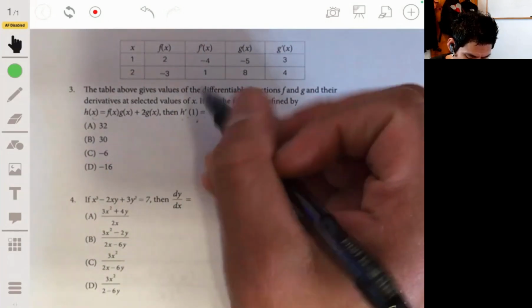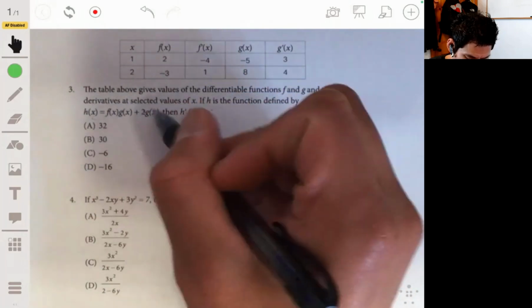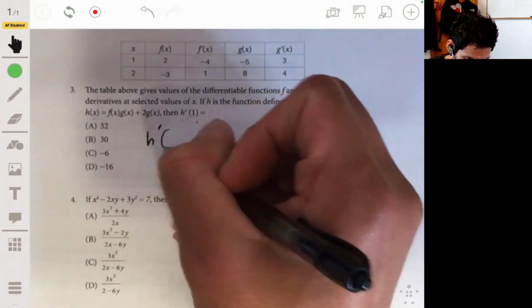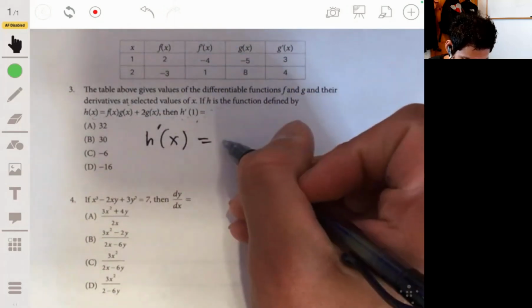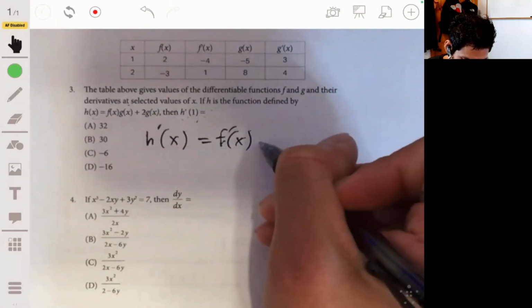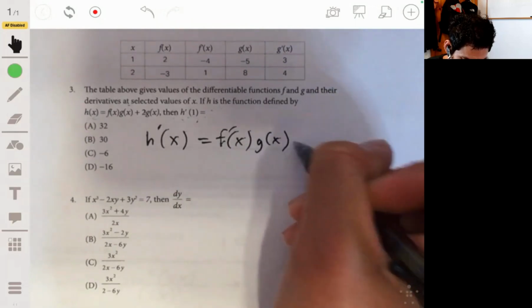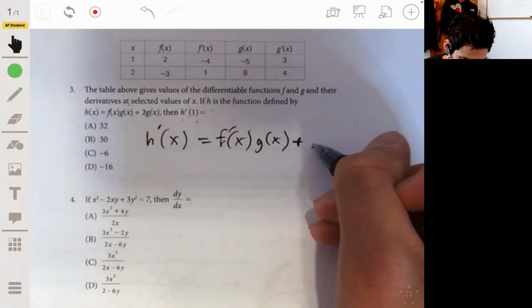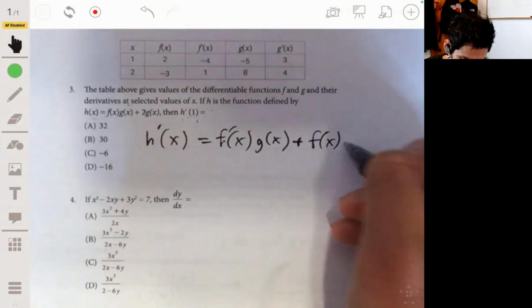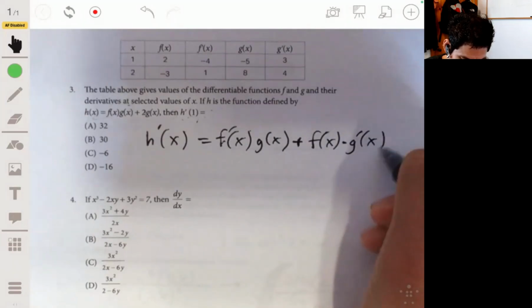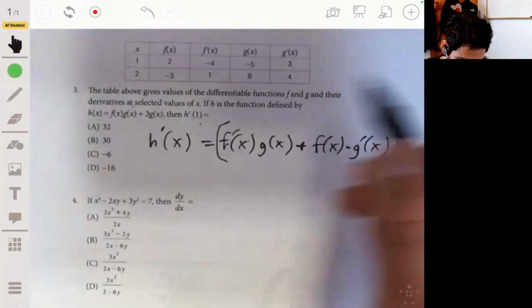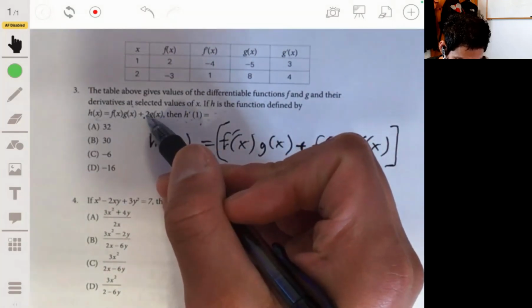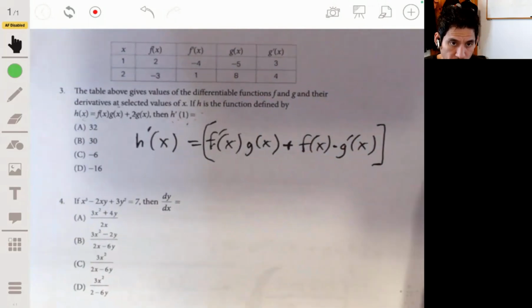Okay, so to find h prime of 1, we want to find the derivative of this. In general, h prime of x would equal, we're going to use the product rule here. So we're going to have f prime of x times g of x plus f of x times g prime of x. That'll be for that first group. Then the second one will just be plus 2 times g prime of x.